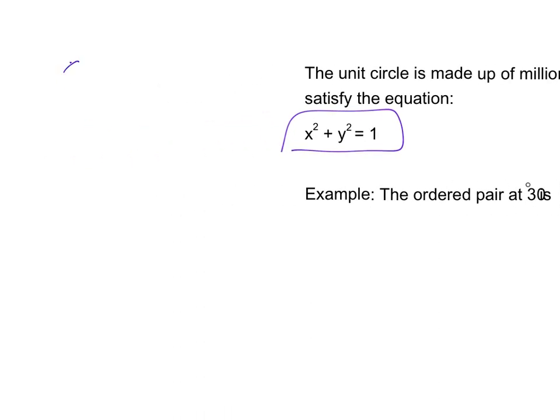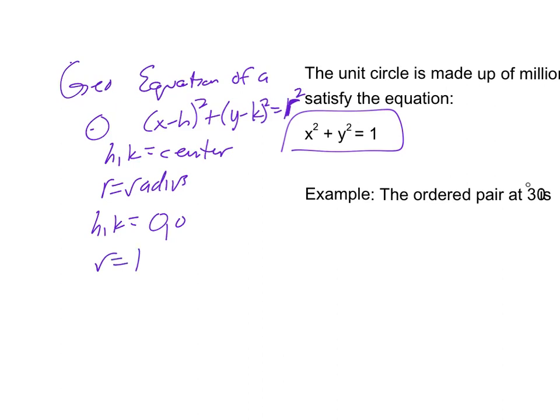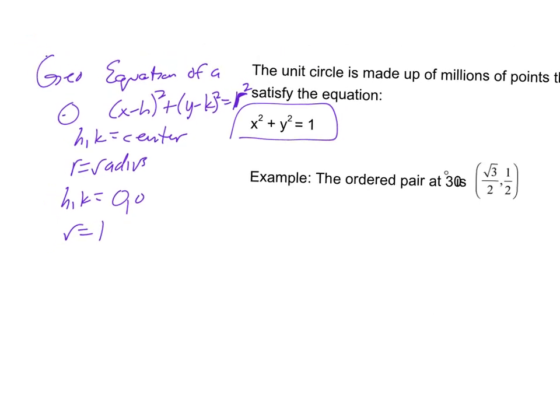Back in geometry, you might have seen the equation of a circle where it goes (x minus h) squared plus (y minus k) squared equals r squared, where h and k is your center and r is your radius. So here, we're making things simple. We're saying h and k is 0, 0, and your radius is 1. But now we're going to start figuring out what kind of things you're doing here.